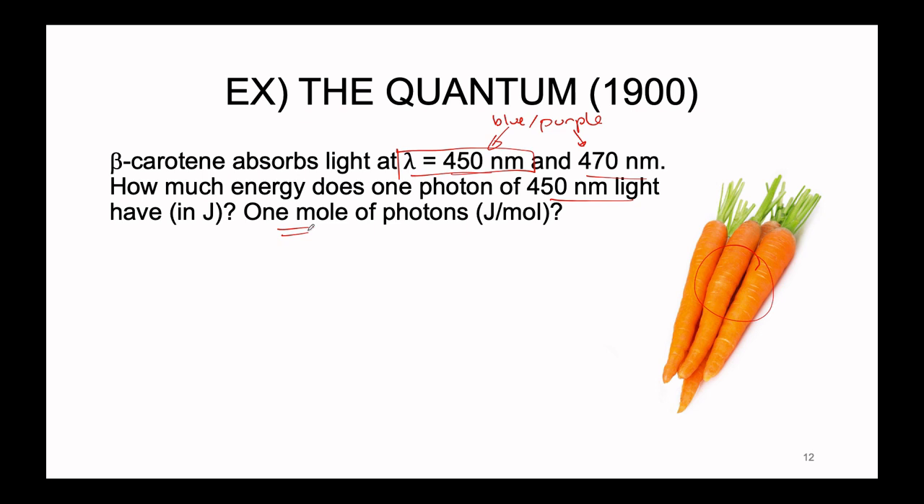All right, well, the equation that you're going to need is going to be the previous equation that we learned. E is equal to h nu, also equal to hc divided by lambda. And aside from watching the units, I'm just going to let you guys try and work through this problem. How much energy does 1 photon of 450 nanometer light have? How about 1 mole of those photons?